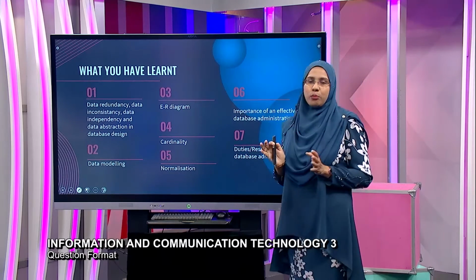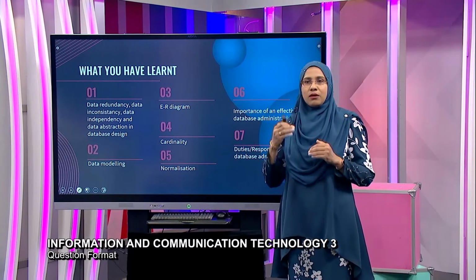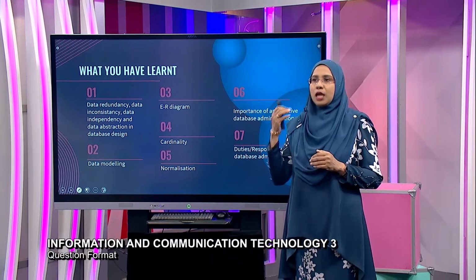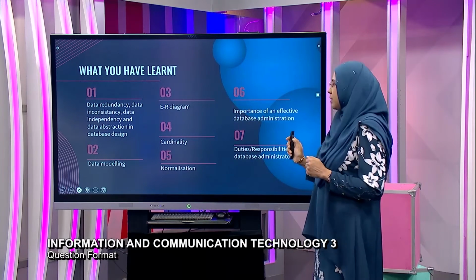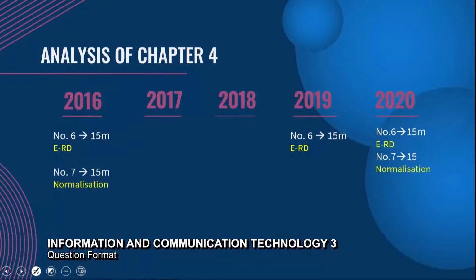For the 4th chapter, database system planning, design and administration, this is a very important chapter. Why is it important? Because you will be tested on your knowledge in analyzing, synthesizing and applying all the models and diagrams that you have learned here. Questions came out in 2016, 2019 and 2020, mostly in section B. We know that section B is worth 15 marks, so make sure you can get the maximum 15 marks. Don't make mistakes here.